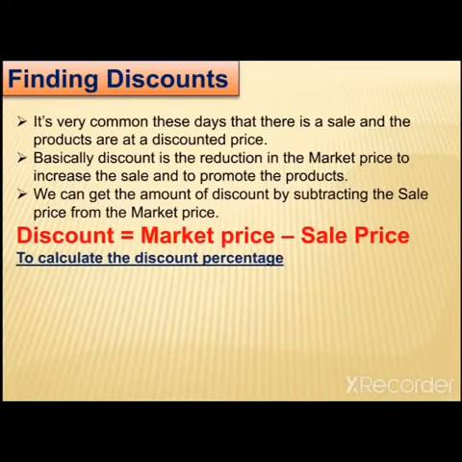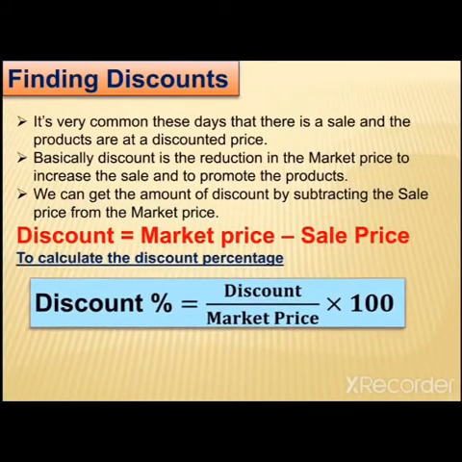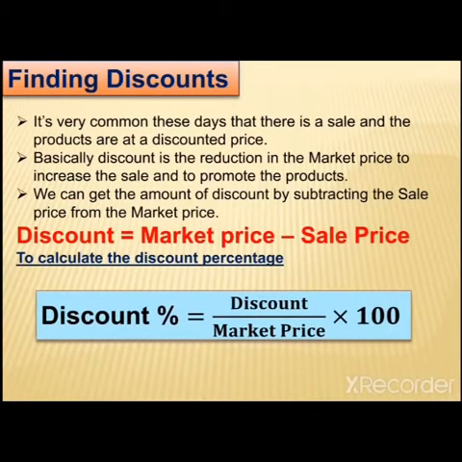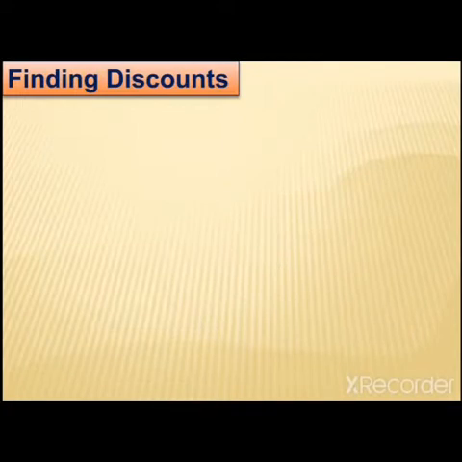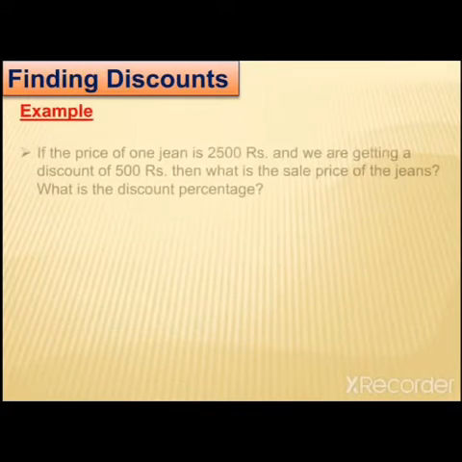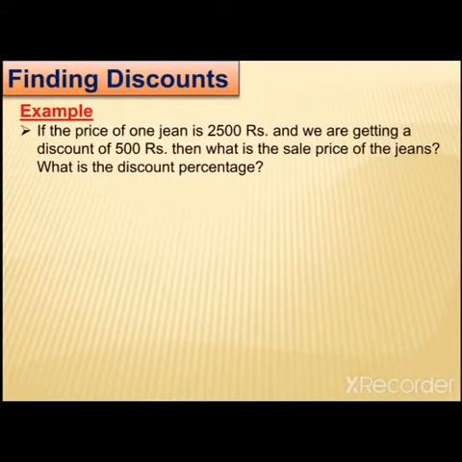To calculate the discount percentage, discount percent equal to discount divided by market price multiply 100. This is the formula of discount percent. Now example, if the price of one jeans is 2,500 rupees and we are getting a discount of rupees 500, then what is the sales price of the jeans and what is the discount percent?